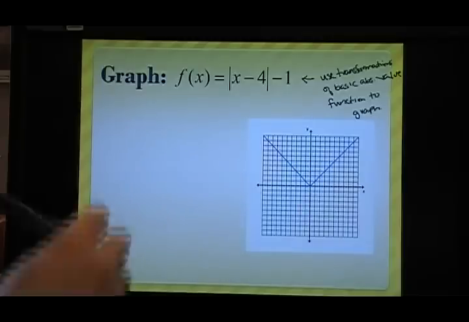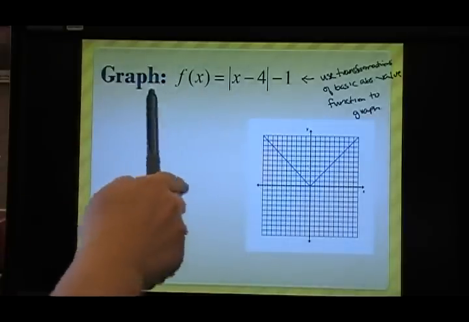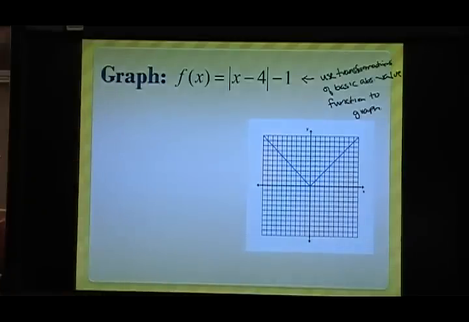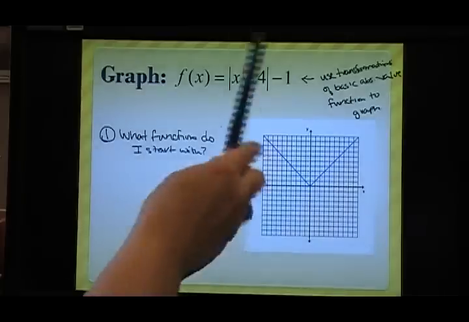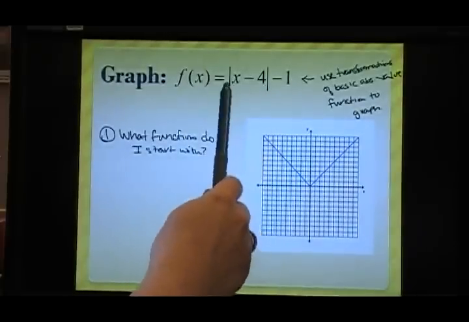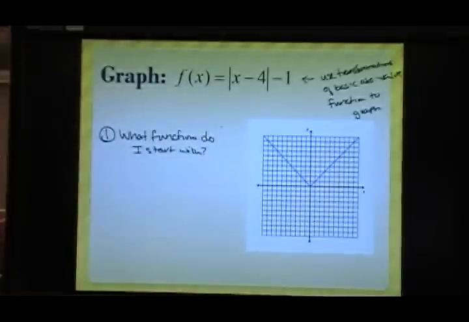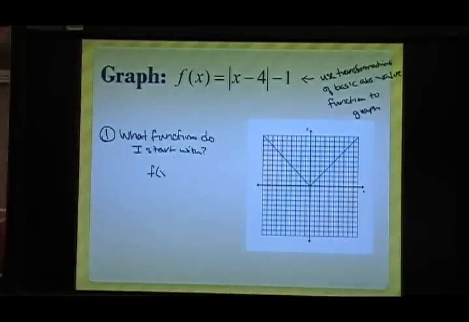Okay, so if you're trying to graph using transformations, you always have to first sit and think, okay, first off, what function will I start with? And that depends on what you see going on here. Since this is an absolute value function, we're going to start with the basic absolute value. So that's the f of x equals the absolute value of x.